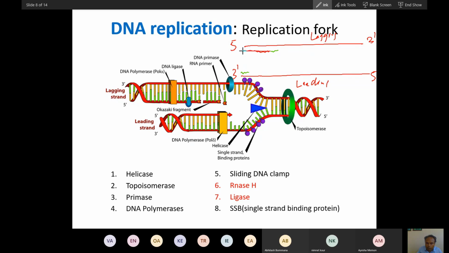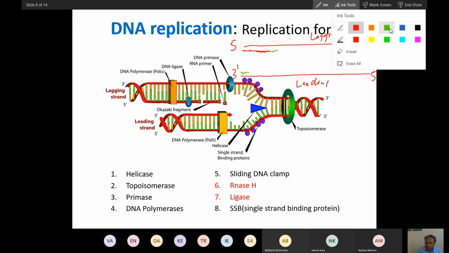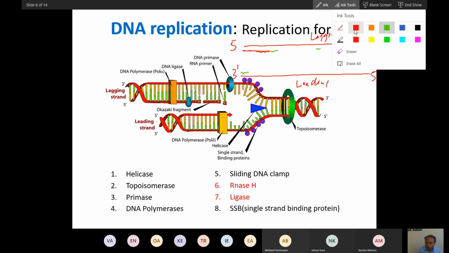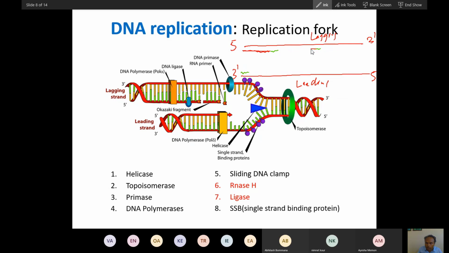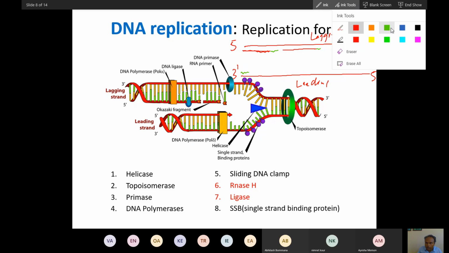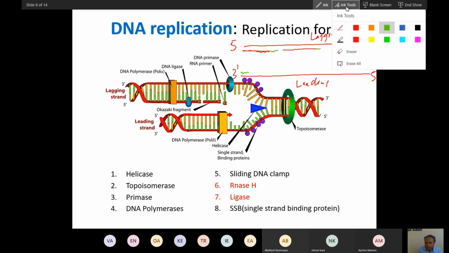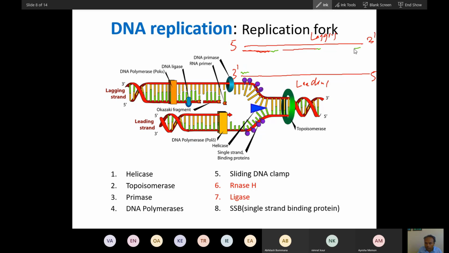So DNA polymerization will happen. Again here, the next primer will be synthesized. The DNA polymerase will do DNA synthesis like this. On this fragment, once it opens more, again there will be primer synthesis, and after this primer, DNA synthesis will happen. So you can see this is fragmented DNA, and this is called an Okazaki fragment.